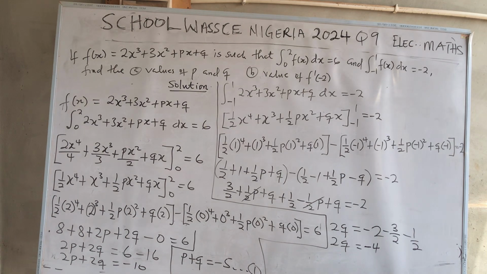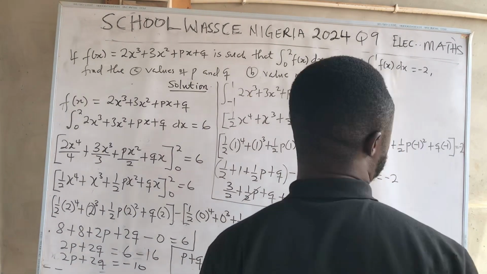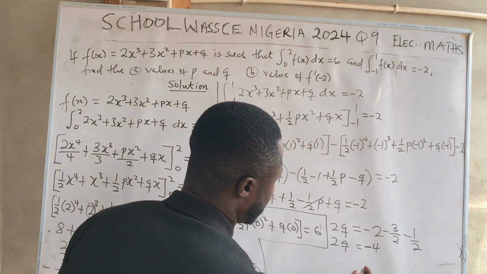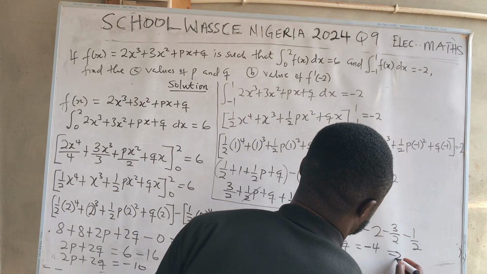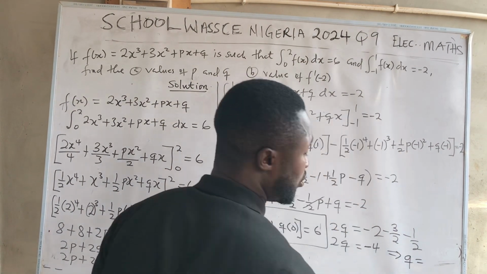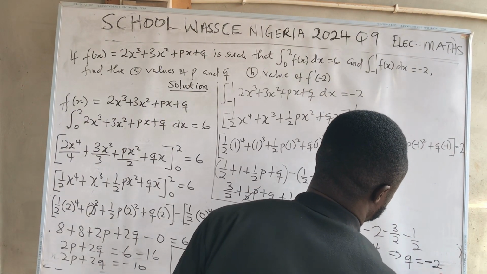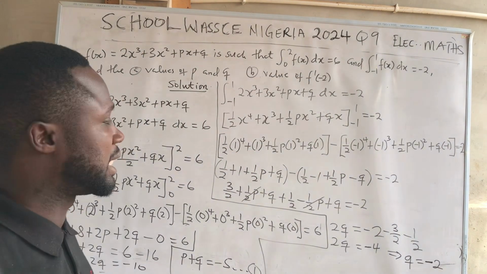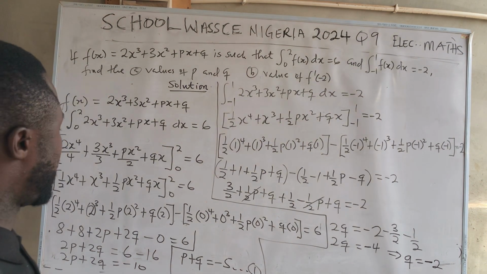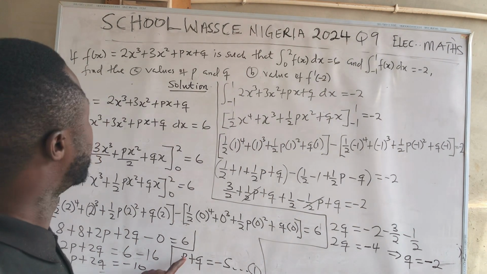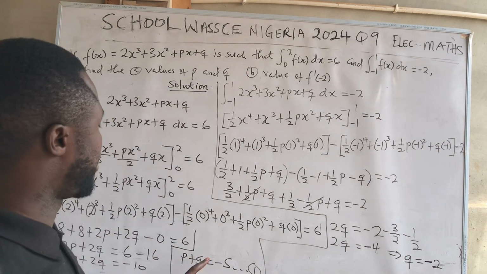All right, so what happens is, for 2q equal to negative 4, then we can say that it implies that our q is going to be negative 4 over 2, and that will give us negative 2. So our q is negative 2. Then we have to come and find our p. Well, the question is, we find the value of p and q, our p.